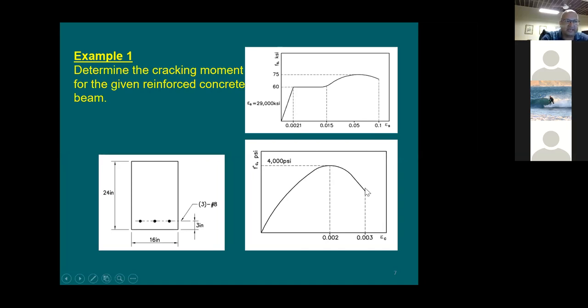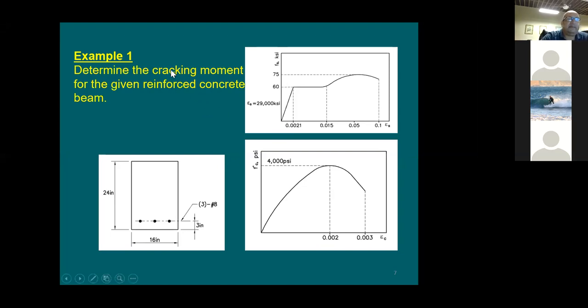Before I go through this example, I just want to bring this to your attention. It's not really related to the specific example, but you need to look at it. For grade 60 steel and for this concrete, you'll notice that when the concrete is at max, the strain is 0.02, and also at the yield point, the strain is equal to 0.02, very close to each other, which is good for us, it just happens. Now let's go back to our example.